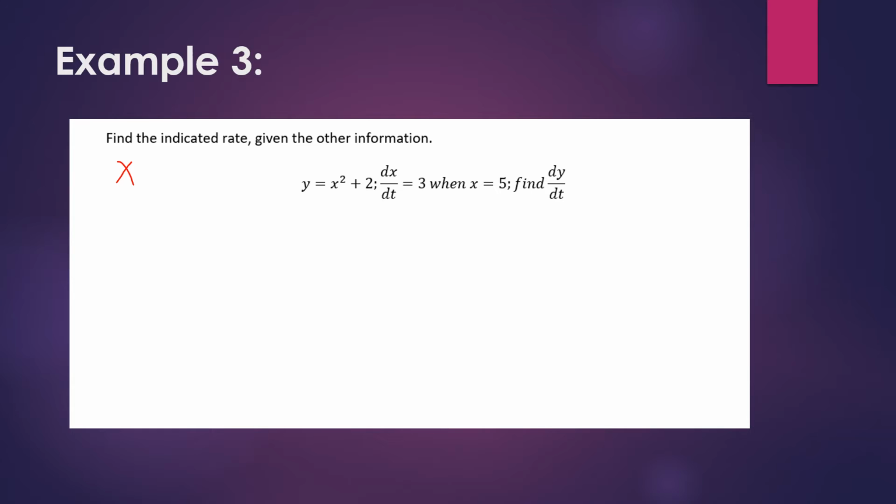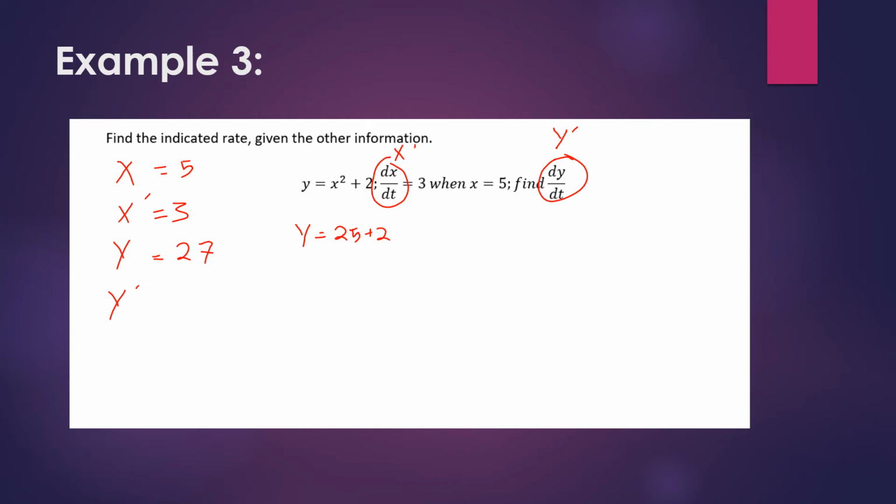We've got x, dx dt, we can also call x prime. It's all up to your personal preference. And then we've got y and y prime. So they want us to find y prime. They tell us that x equals 5. They tell us that dx dt is 3. So with this alone, we can actually find y. If we just plug in 5, we get y equals 25 plus 2. So y is going to be 27.